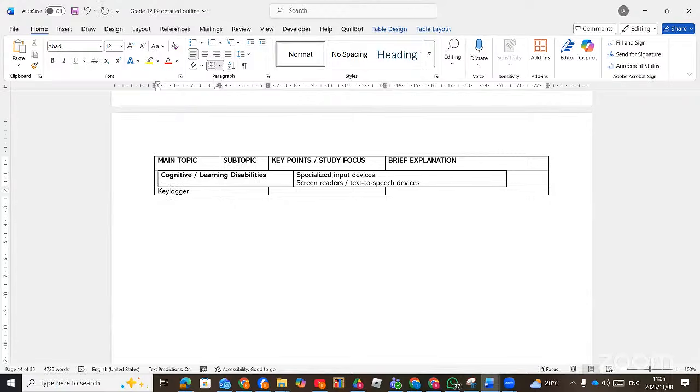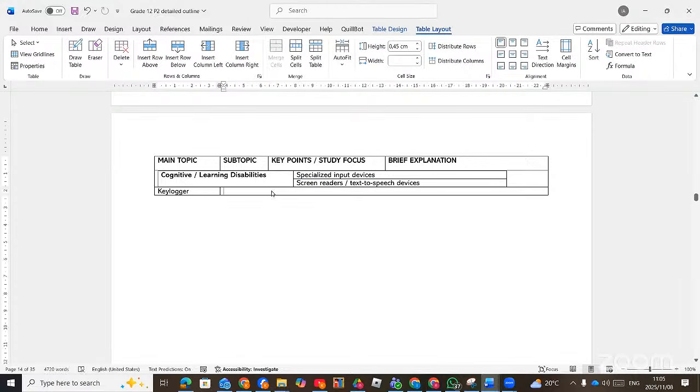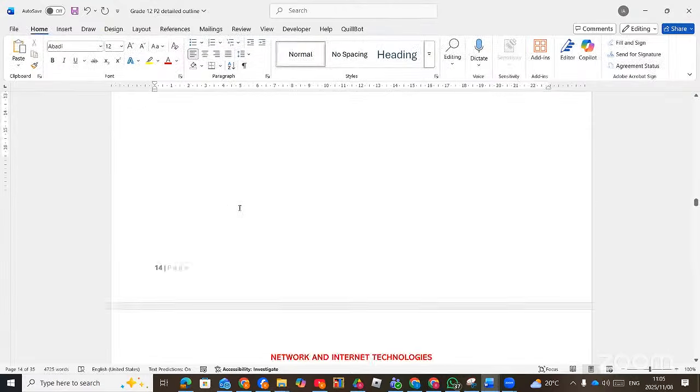By keylogger, they can also ask it in the social implications. So we will discuss it also. These are the hardware or software that record keystrokes. So they are hardware or software that record keystrokes. So that's the keylogger. You need to also know that.